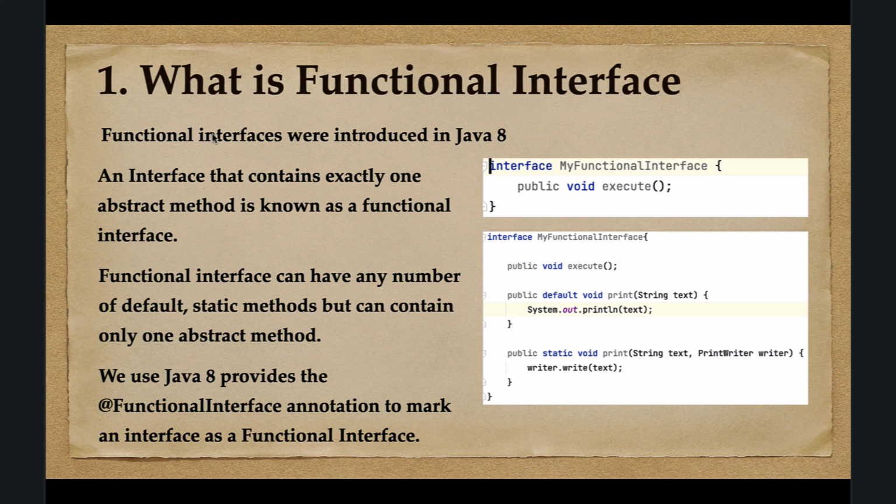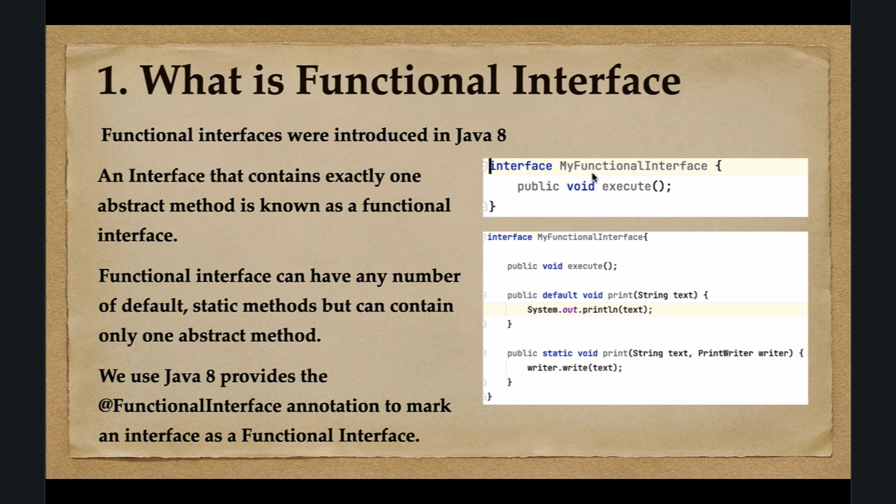Well, functional interfaces were introduced in Java 8. A functional interface is nothing but an interface that contains exactly one abstract method. Consider the code snippet here. MyFunctionalInterface is an interface and it contains exactly one abstract method, that is the execute method.